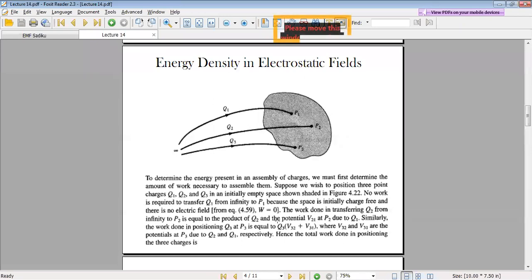Suppose we wish to position three point charges Q1, Q2, Q3 in an initially empty space, as shown in the figure. How much work done is required to calculate the energy density? To calculate the energy density, first of all we have to find out the work done.